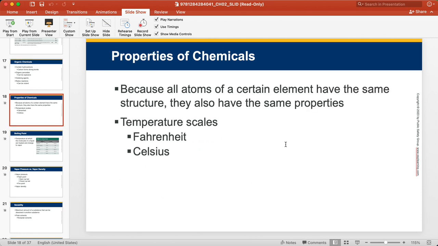So because all atoms of a certain element have the same structure, they also have the same properties, right? So that means that they're going to decompose at the same temperature. They're going to react violently at the same temperature. So they're going to have the same basic properties of each other. And we're going to talk a little bit about temperature scales.